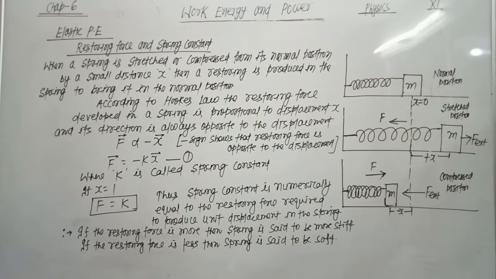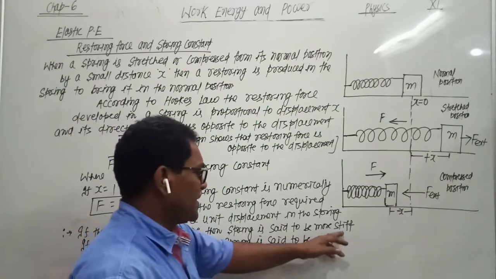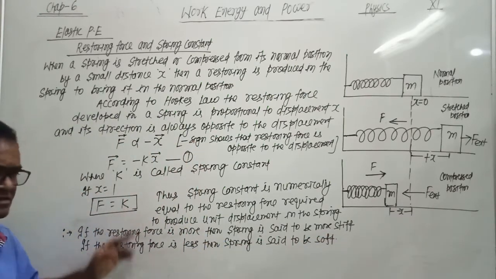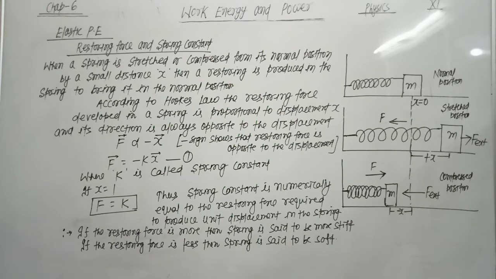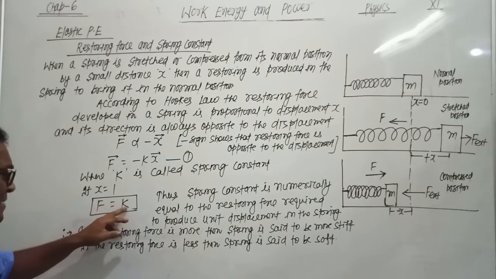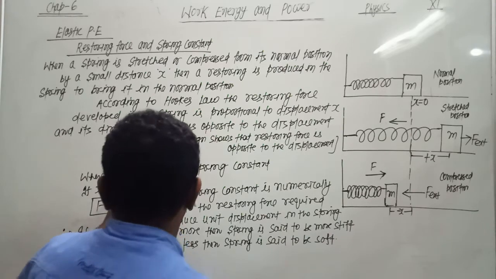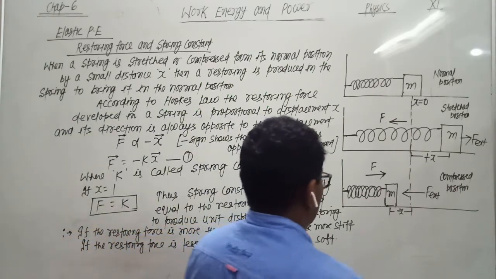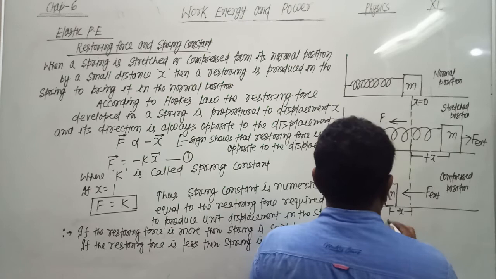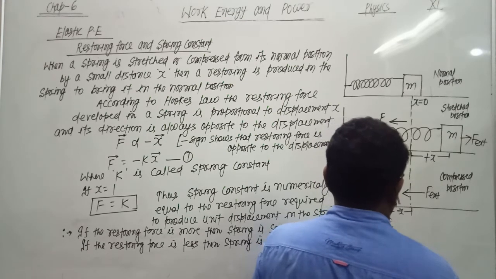So softness or stiffness depends upon the restoring force F. It means K is a measure of stiffness and K depends on F. So K is the measure of stiffness or softness of the spring. And the value of K equals F by X. The spring constant K equals F by X.